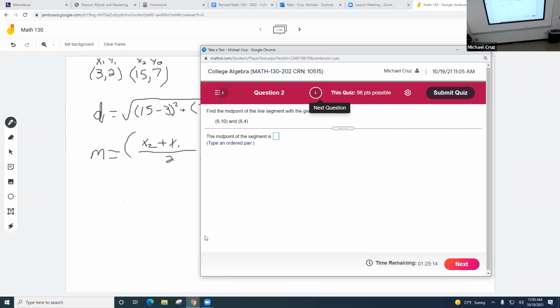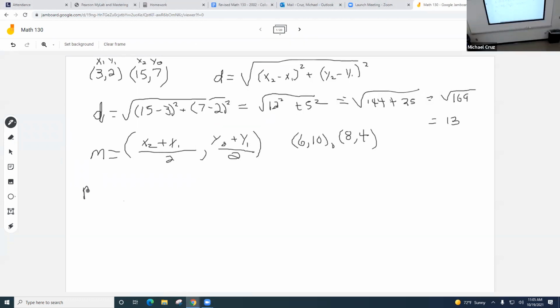Okay. So that midpoint is going to be, again, hopeless unless I do this. All right, so it's x1. So that's 8 plus 6 over 2. And remember, this is going to be a point. And then this is 4 plus 10.